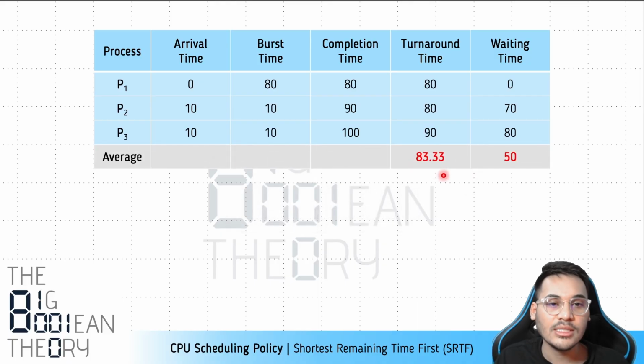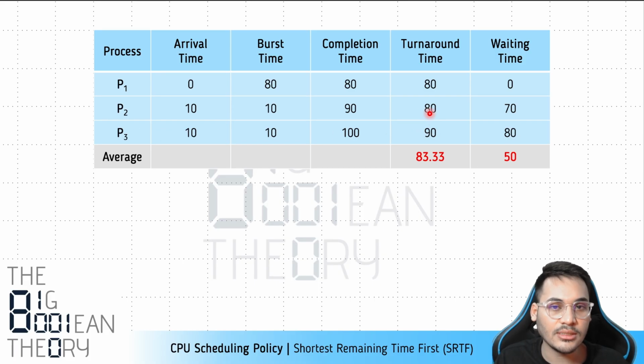So you can look at this. The average turnaround time is 83.33 and the average waiting time is 50. You can see these smaller jobs just have 10 milliseconds of execution. And for these 10 milliseconds of execution, they have to wait 80 milliseconds. P2 has to wait 80 milliseconds for doing 10 milliseconds of work. P3 has to wait 90.